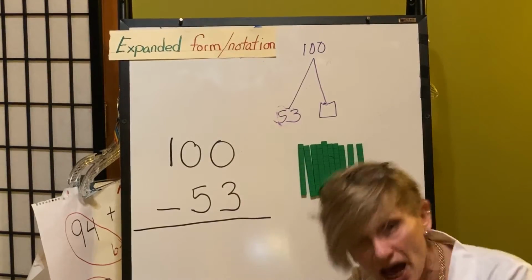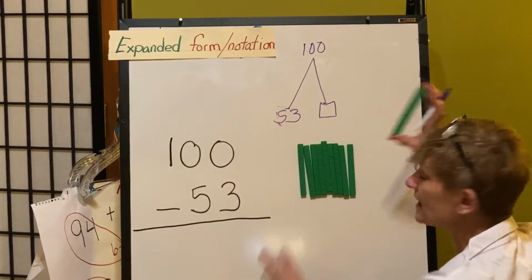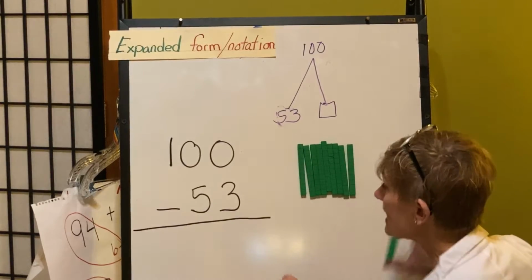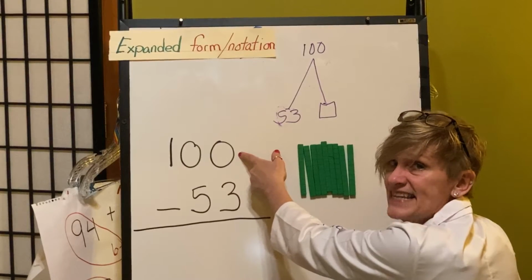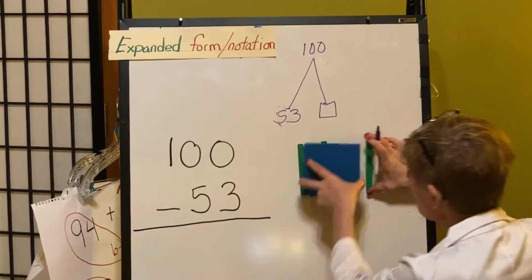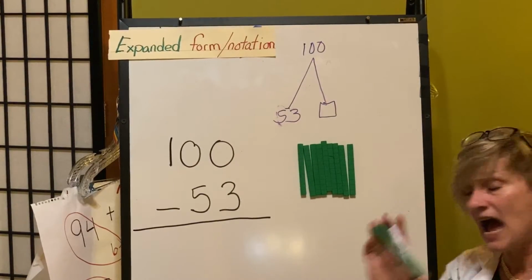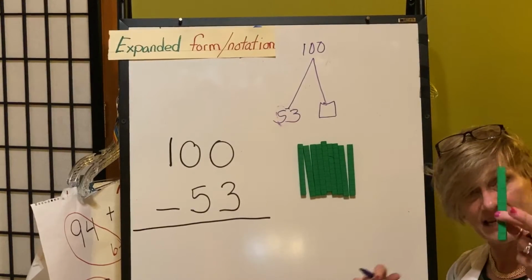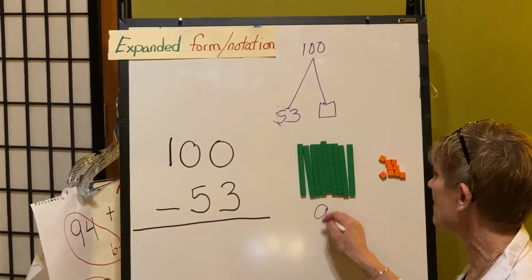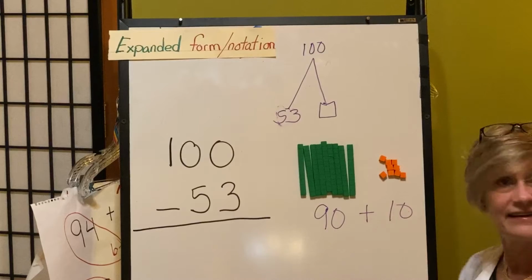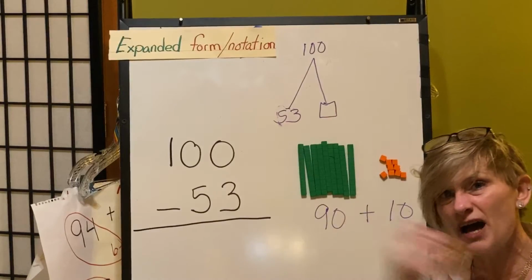I'm going to ungroup my 100 and take a 10. I'm taking a 10 because I can't get 3 out of nothing. I need to go get a 10. So friends, from that 100, I ungrouped my 100 and I'm taking a 10 out. When I've done that, my friends, when I take that 10 out and I make it into 10 ones, I now know I have 90 plus 10. I still have 100, but I am ungrouping.